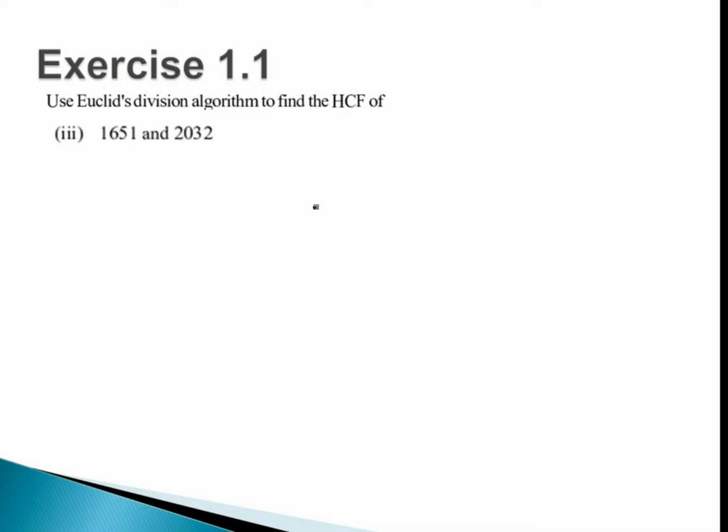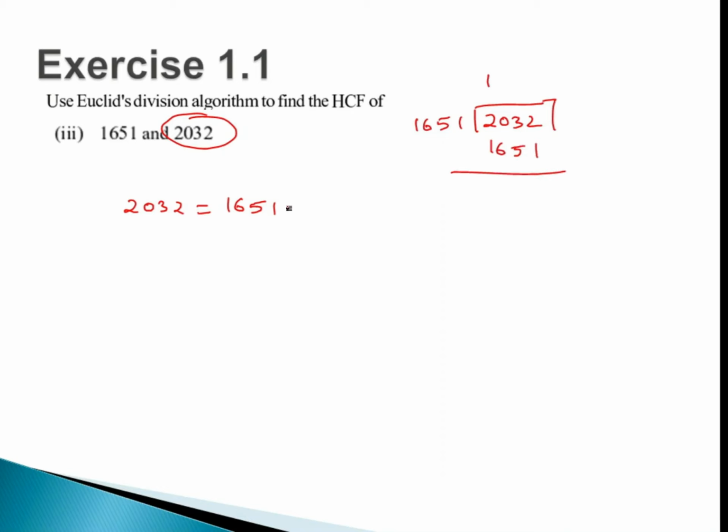Let's look at the next sum. Looking at this number, 2032 is divided using 1615. When I'm dividing this, I'll get 1 only. I'm doing here into 1 plus the remainder. When I'm subtracting, I'm left with only 381. So this is your 381. You can do this one directly as well, and so forth.